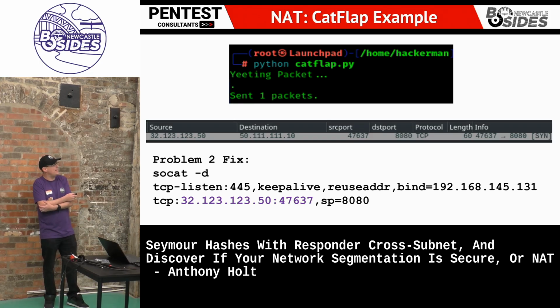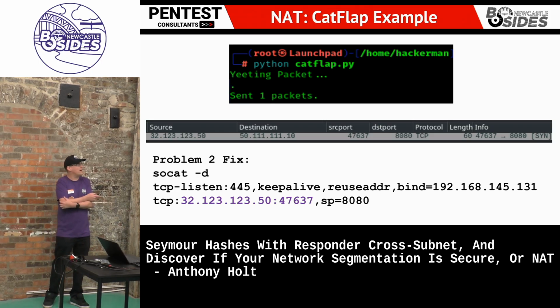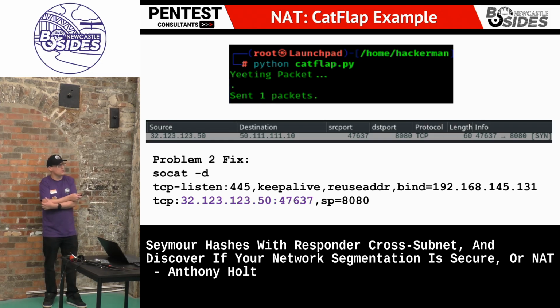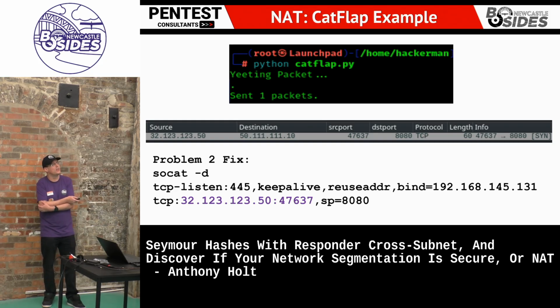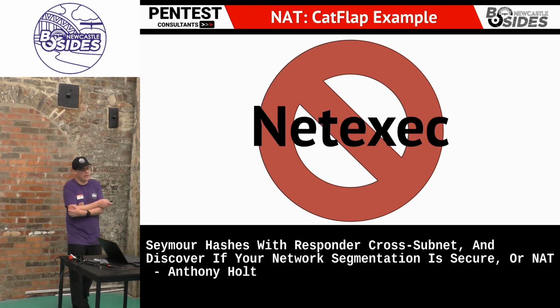With socat, we can create a listener on our machine. We can set it to our local IP address on the virtual private server that we're controlling. And we can then specify the target's public IP, the port that we know we need to use, and we can say that the source port needs to be port 8080 there. So we're targeting port 47637 as a destination, but the source port needs to match the one that the client tried to hit. And that's great.